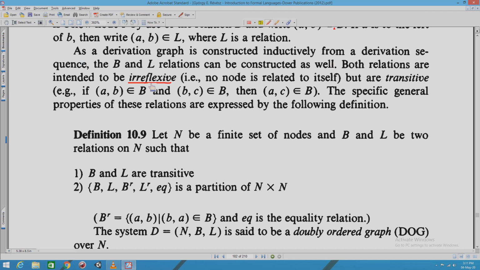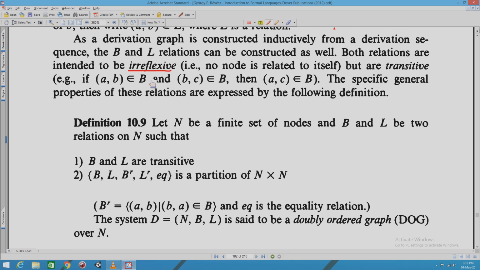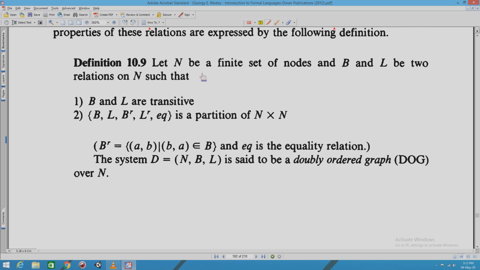So it's not possible that any node is below itself. So it's also not possible that any node is above itself. Similarly, it's not possible that any node is to the left of itself. So B and L both are irreflexive, but they are transitive. Transitive means if A is below B and B is below C, then A is also below C. So they are transitive, but they are not reflexive.